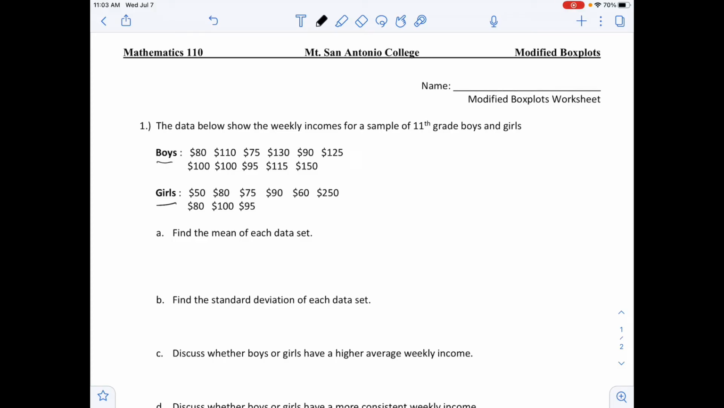So you're going to need to do this one by one. Also note that Part B says the standard deviation. And then Part E farther down asks for the 5-number summary. So let's go ahead and try the boys data first. Take a second just to enter in these values into L1.